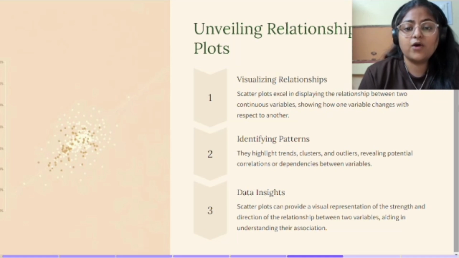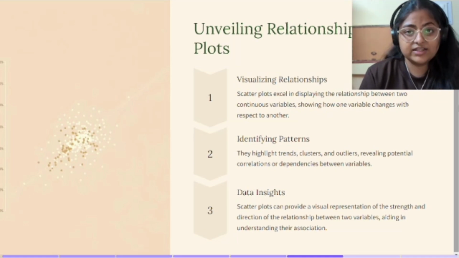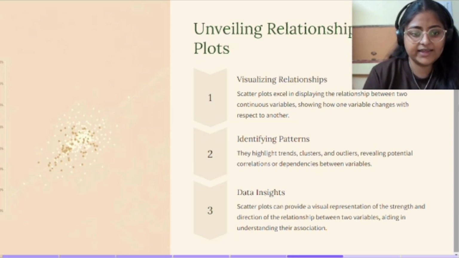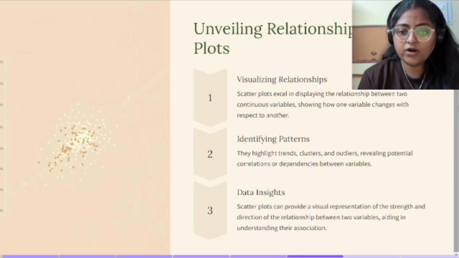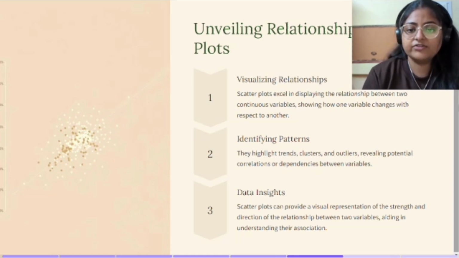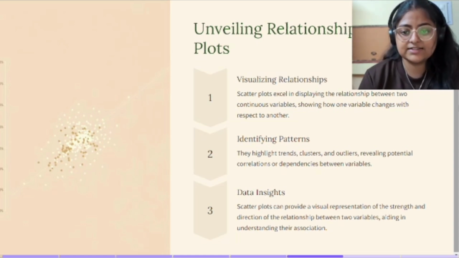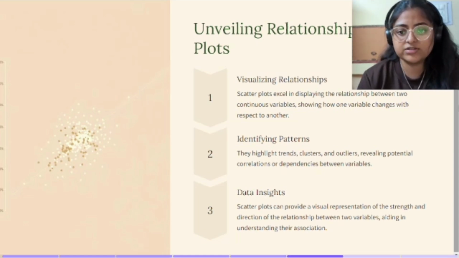Scatter plots. Now, what is a scatter plot? Unlike the histogram, which gives us specific bar graphs in the form of rectangles, a scatter plot unveils relationships through a scattered dots pattern on the graph. Let's see what scatter plots do for visualizing relationships.